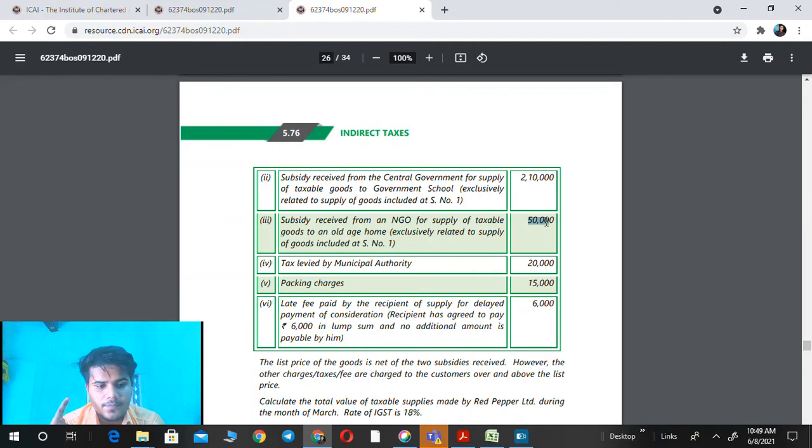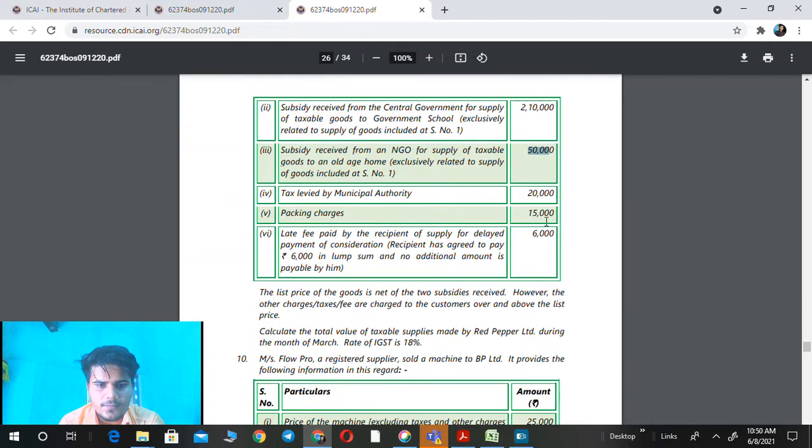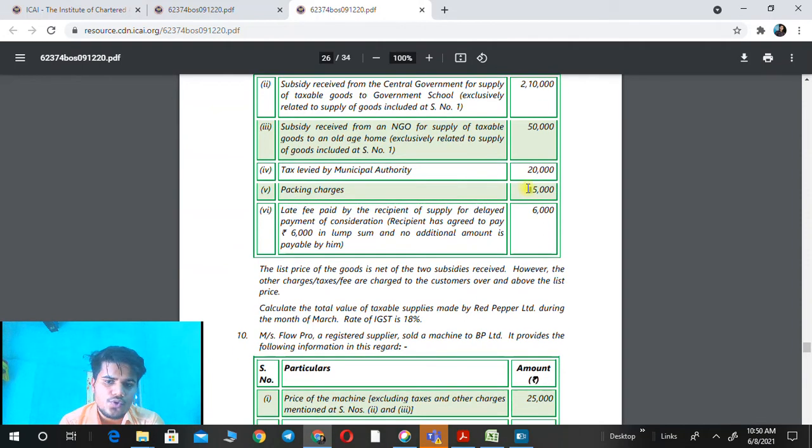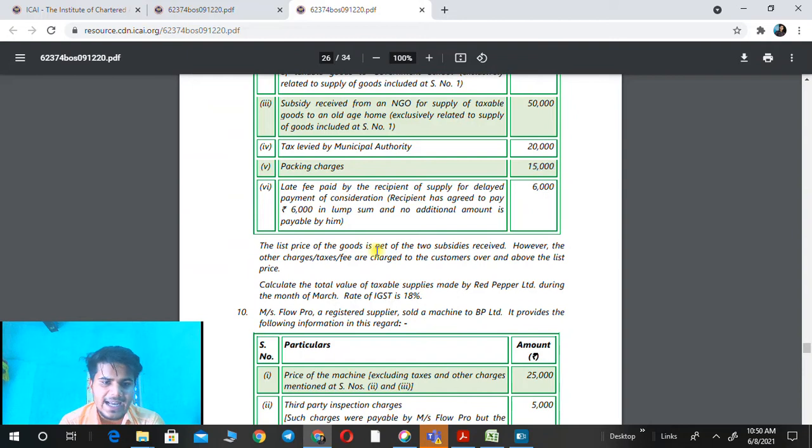So we again add this amount to the transaction price, because we should not exclude the subsidy received from the NGO. Okay, and the next is tax levied by the municipal authority. Other than GST, all types of taxes should be part of the transaction price, hence we add back the 20,000. And packing charges are incidental expenses, so we add back the 15,000 also. And last, late fees paid by the recipient of supply for delayed payment of consideration, so the 6,000 amount.